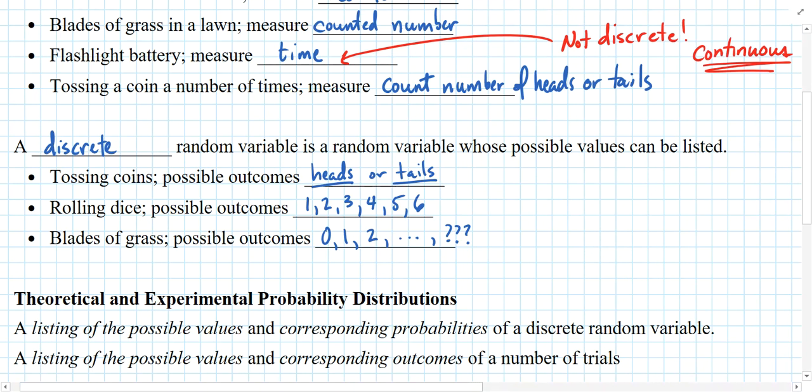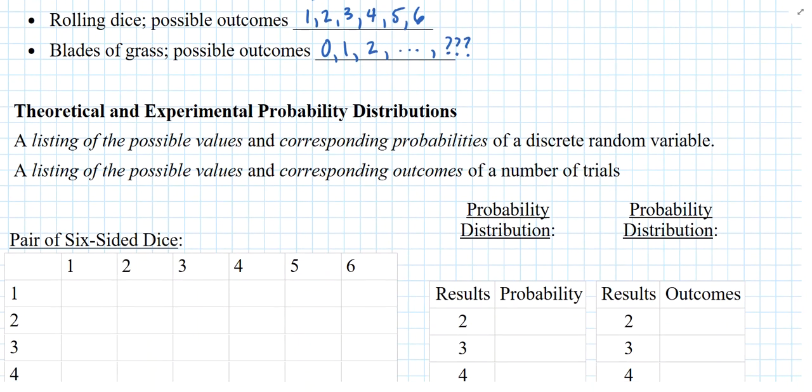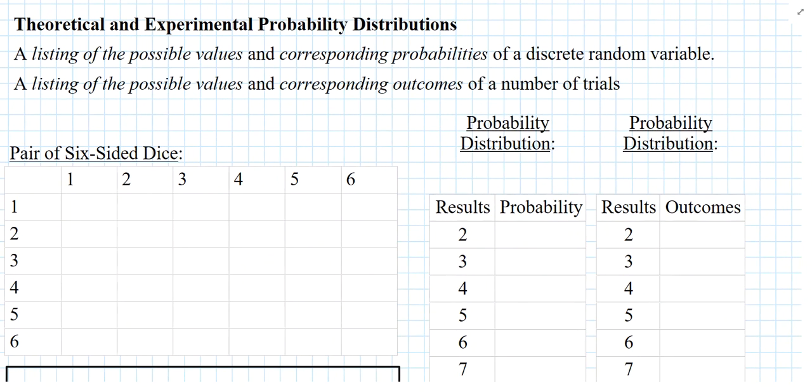When predicting outcomes of discrete random variables, we will often list possible values and corresponding probabilities of each. This is called the theoretical probability distribution. When listing the possible values and the corresponding outcomes or results after a number of trials, we call this the experimental probability distribution.